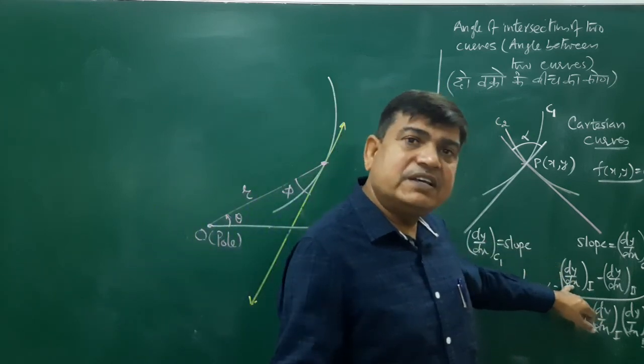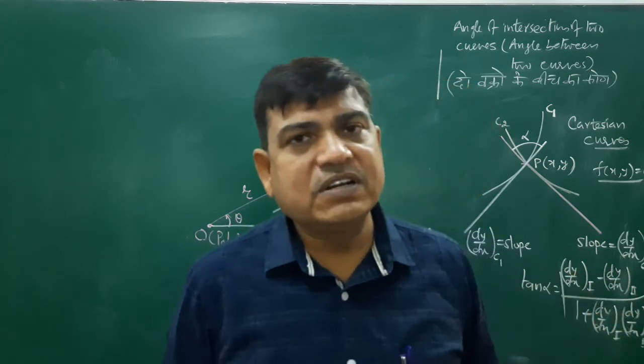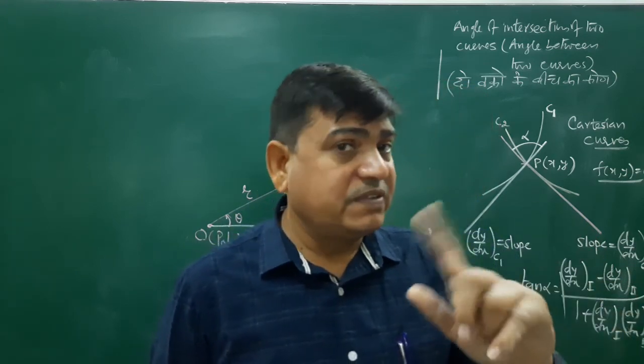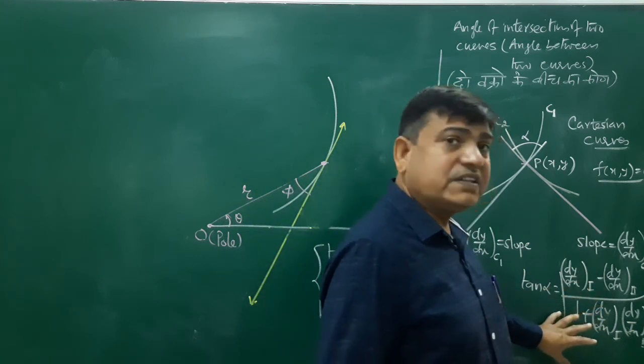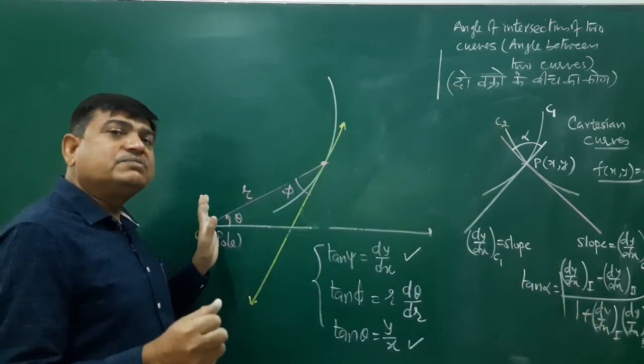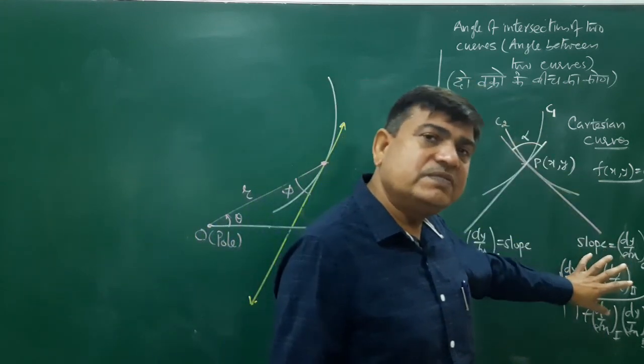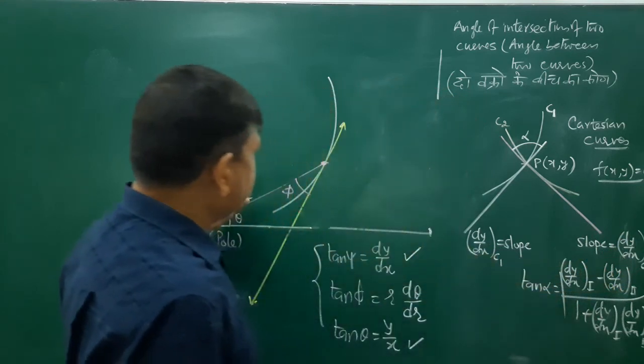So find dy by dx for first polar curve, find dy by dx for second polar curve, means it will be in terms of dr by d theta. Then you simplify this one. But we derive some new formula. It is especially for polar curves. This formula is especially for Cartesian curves. So the process will be the same.